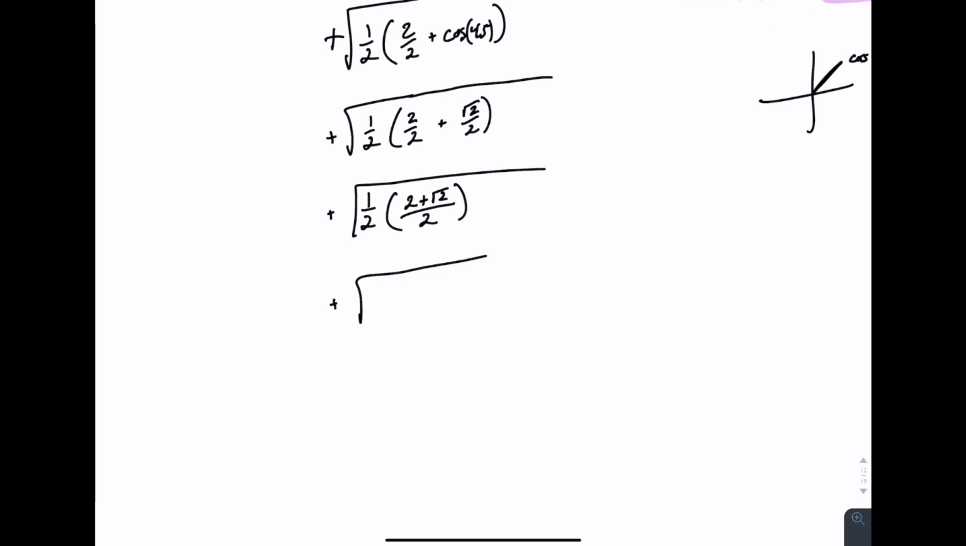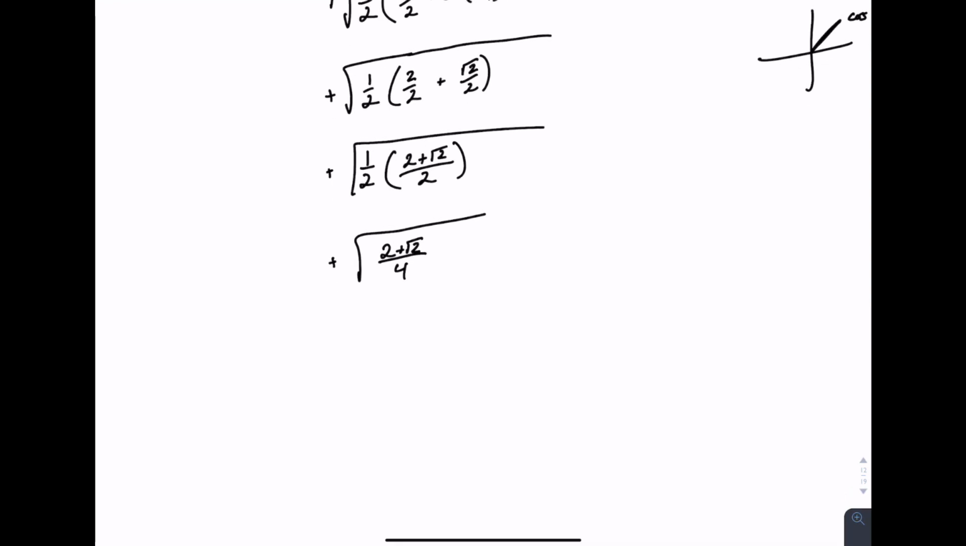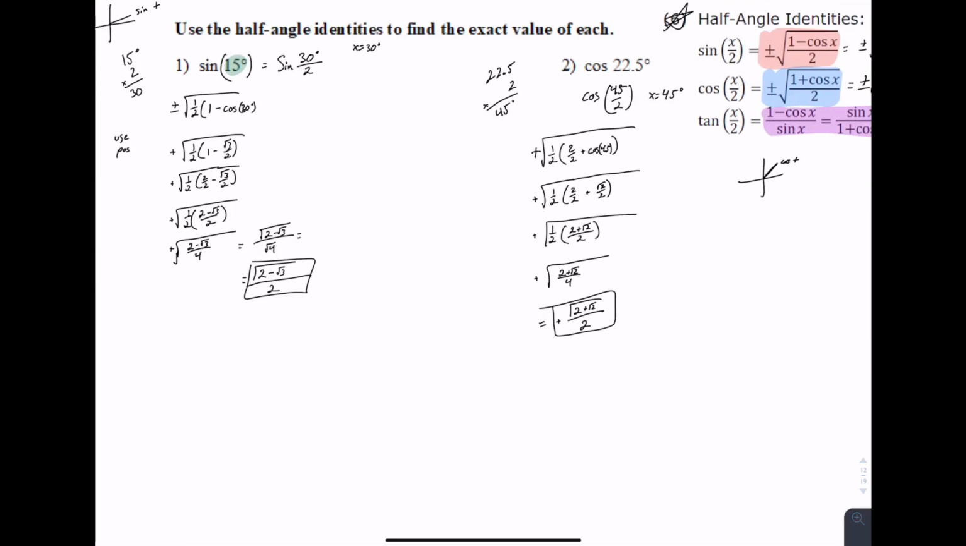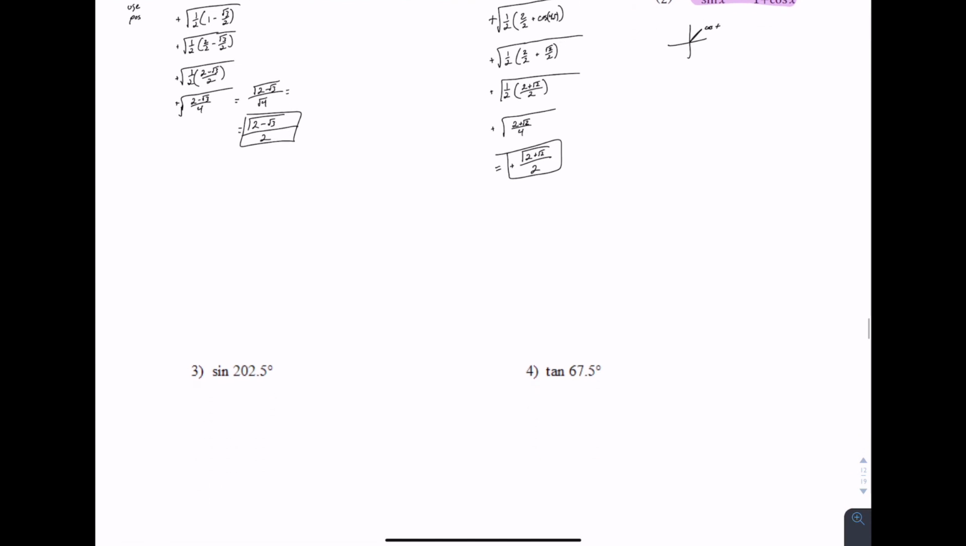Multiply the fraction, so this would be 2 plus the square root of 2 all over 4. And now simplify. The square root of the bottom is just 2. So 2 plus the square root of 2 all over 2. Okay, and there's your answer for that one. So let's go ahead and move on to the next one.